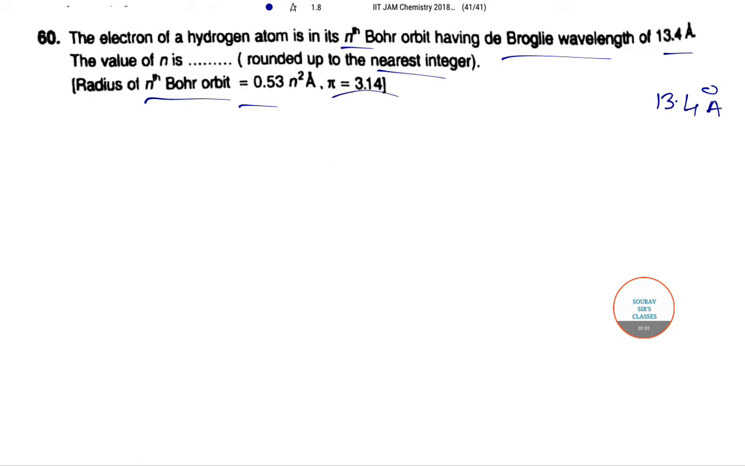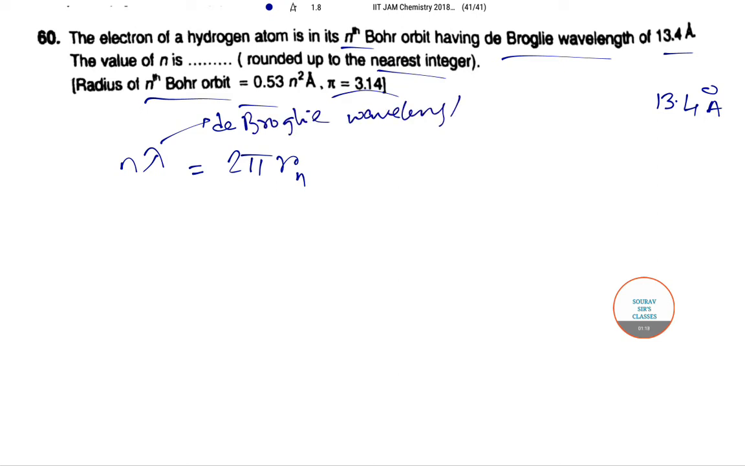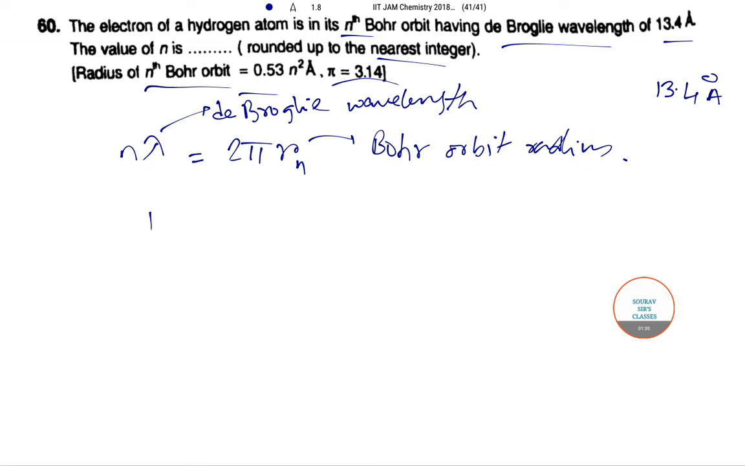So now we know that the Bohr radius and de Broglie wavelength are related as n lambda equals 2 pi Rn, where lambda is the de Broglie wavelength and Rn is the Bohr orbit radius. So this is the relation between de Broglie wavelength and Bohr orbit radius, and subsequently n will be equal to 2 pi Rn by lambda.